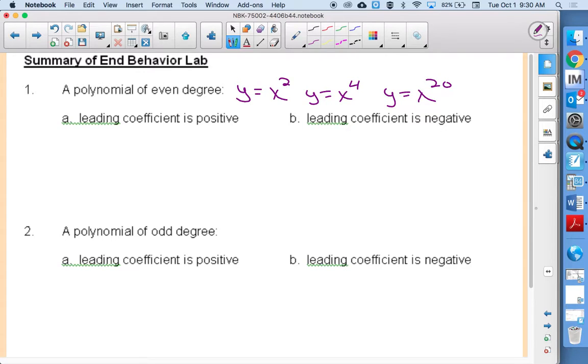So when you're looking at a polynomial, the one thing we're going to focus on is the power. The other thing we'll focus on is the leading coefficient. The leading coefficient is the number in front of the biggest power, whether it's a 1 or 2 or 7 or a negative 8. So leading coefficient is the number in front of the largest power. And we have the option of it being positive and the option of it being negative. So leading coefficient, if it's positive, that means I have a problem like y equals x squared.